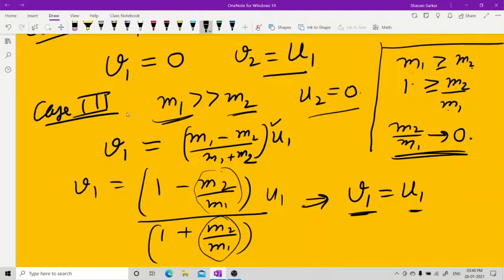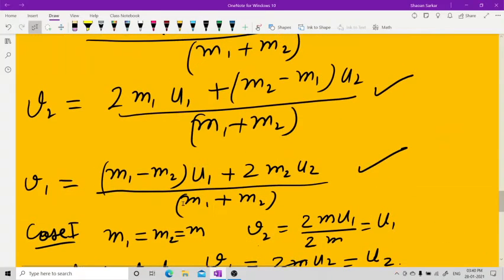And what will happen to V2? What do you imagine is going to happen? Let's see the expression of V2 again. We found out V1. We had U2 0. This was 0, and we had this expression. V1 now was going with the velocity of U1 because M1 was very much greater than M2.